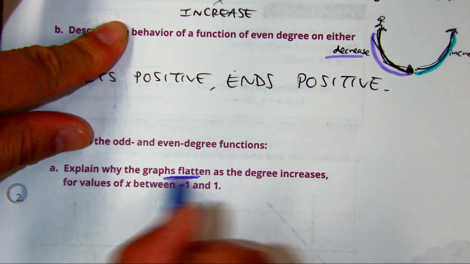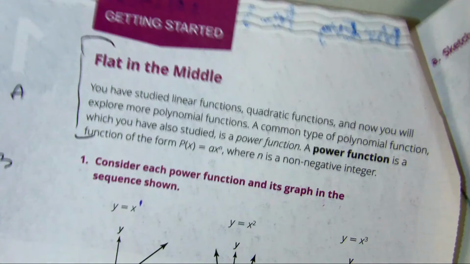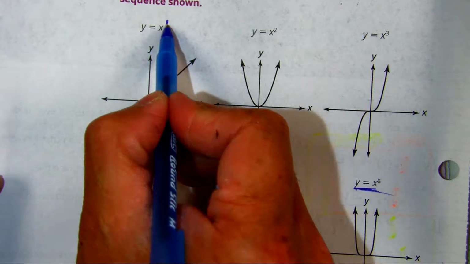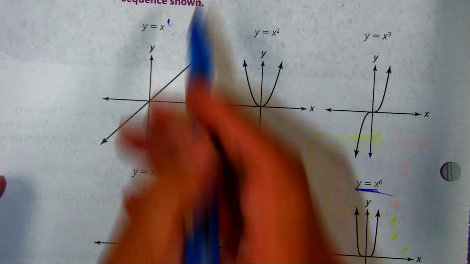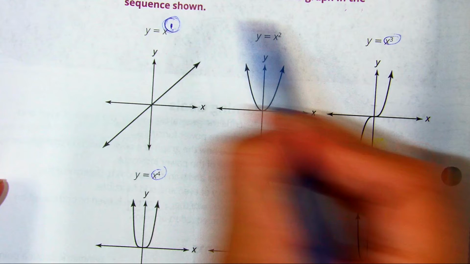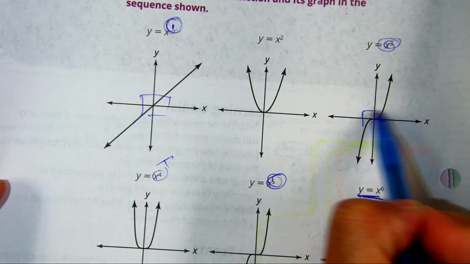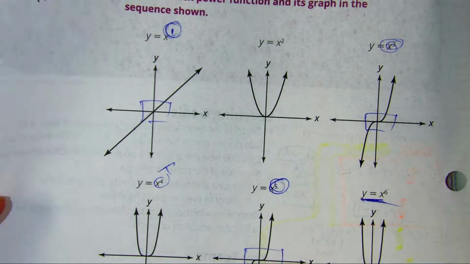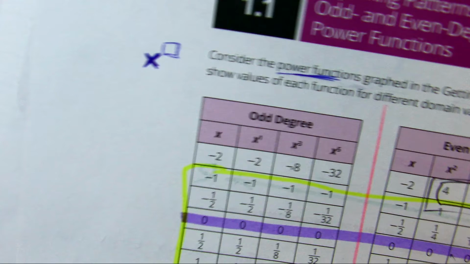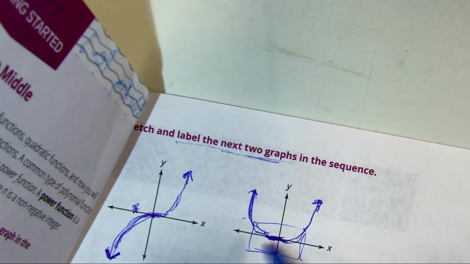The word flatten is what we learned about yesterday. You guys remember these graphs? And as the degree is going up, you'll look at 1, 3, 5, so the odds. What do you notice about what's happening in here? And what's happening around the origin? It's getting more flat. So, question. Do you know why it's getting more flat?